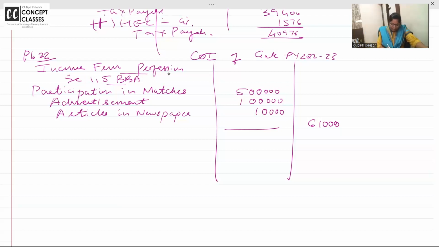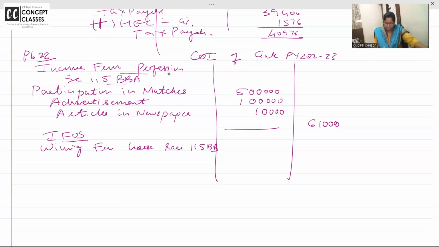Now, income from other sources. Winning from horse races. This is taxable under section 115 BB. This is 115 BBA. This is 115 BB.